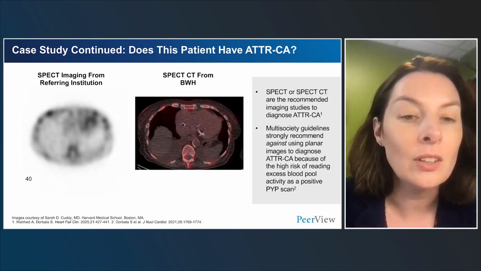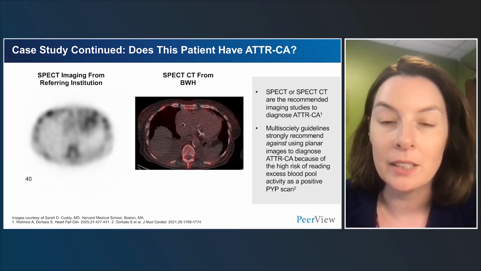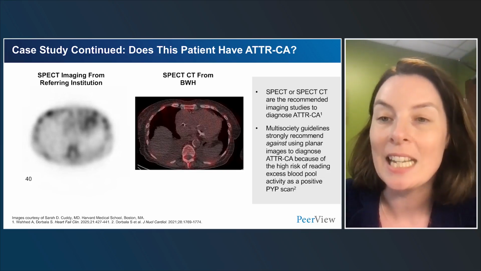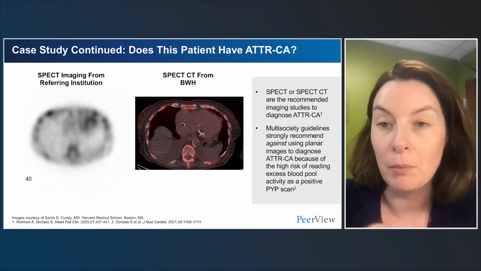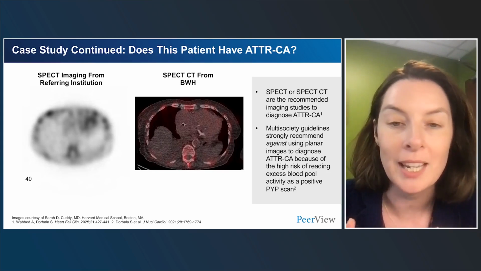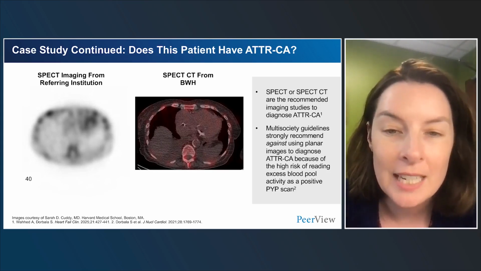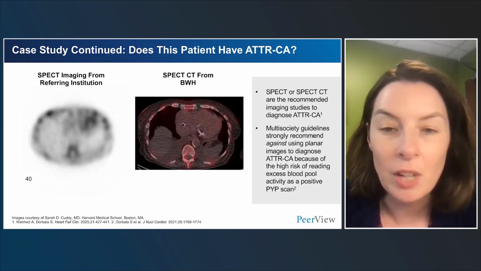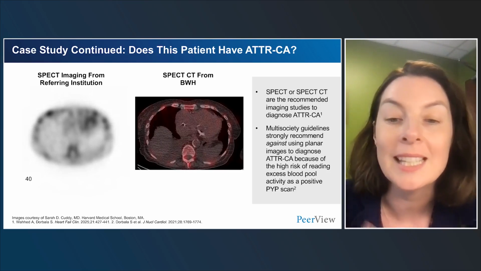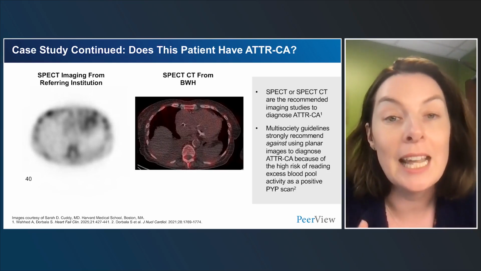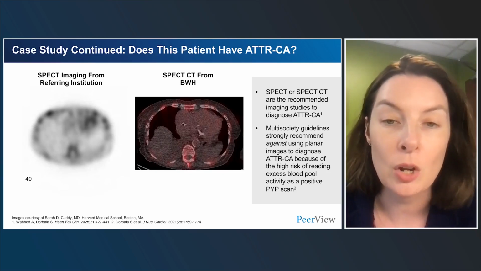So when we look at the SPECT from the outside center, we repeated the SPECT here at the Brigham, and we do SPECT CT on all patients. We find the CT really valuable because we can register with the myocardium and where we expect uptake. You can see here, we see no myocardial uptake. There's a faint hint of activity, but it's generally all over the heart. So blood pool and myocardium are equal. We call this a negative scan, and we were able to take this patient off medication and reassure her that she had no amyloid.